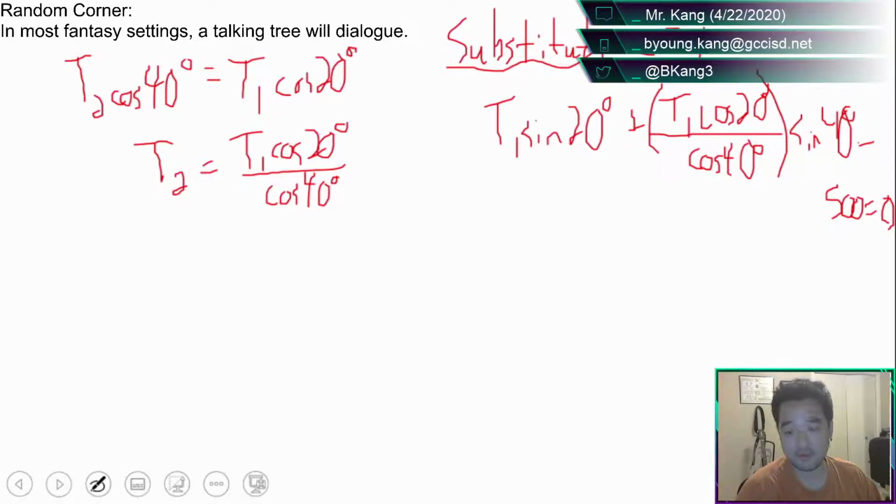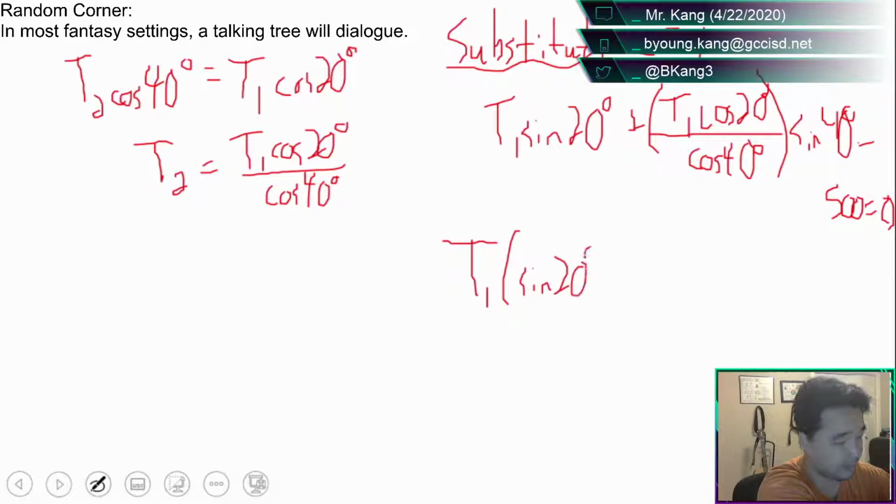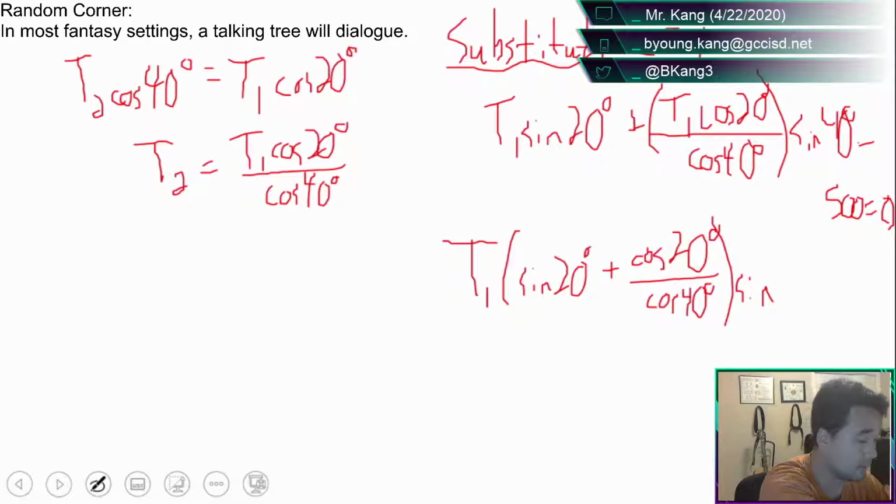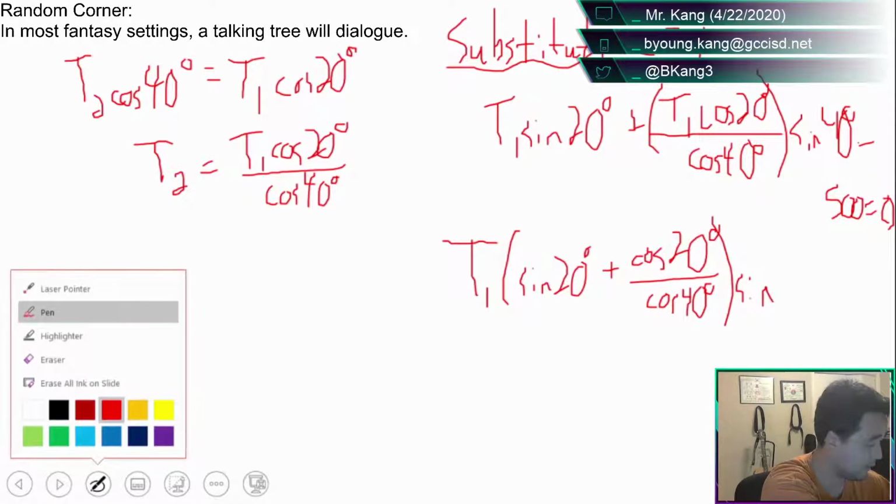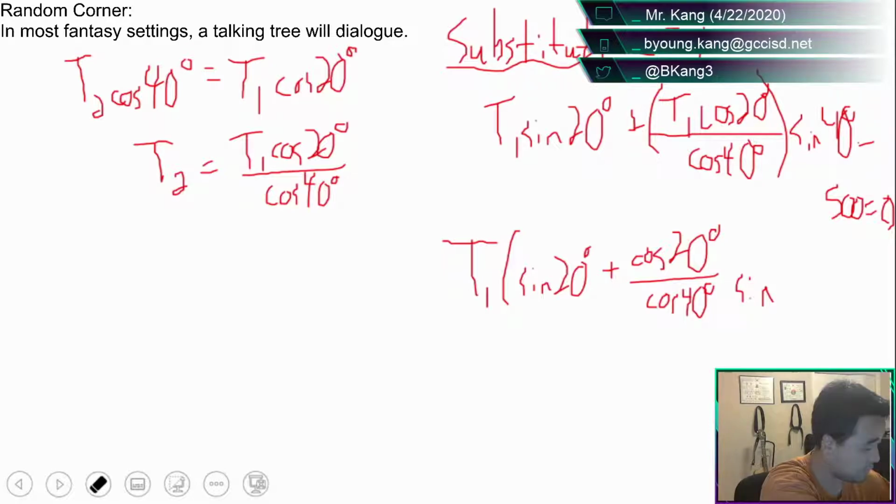So when all is said and done, and again, your numbers are going to be different, so you just type in whatever decimals you need. So when all is said and done, these first two you can factor out T1, and you're left with sine 20. And again, you're replacing these with the numbers in your problem, right? Cosine 20 over cosine 40, sine 40. Oh wait, no, there's no parentheses there. I closed the parentheses off too soon. There we go. Equals 500.